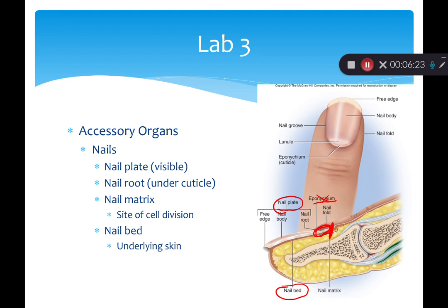Function of your nails is to make it easier to grab things. Otherwise your fingers would be kind of squishy. Now you do have bones in your fingers and your toes called the phalanges, but having nails makes it easier to grab things. And that's it.